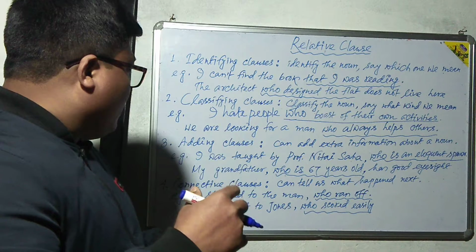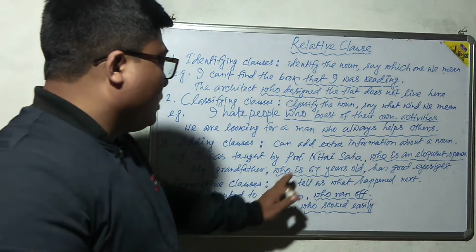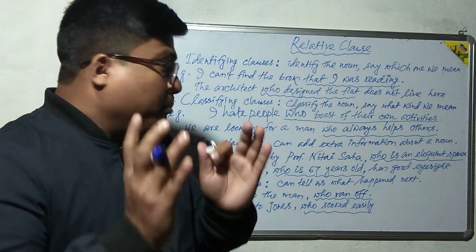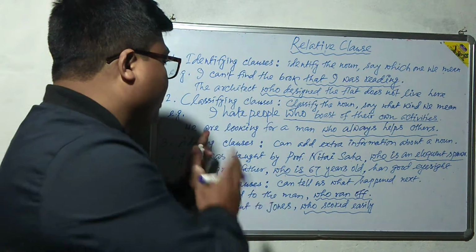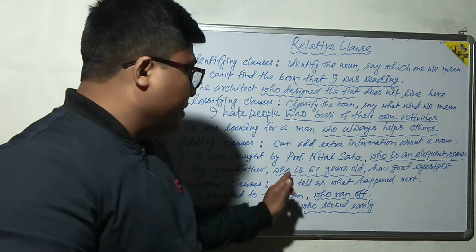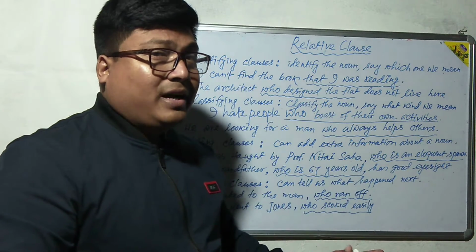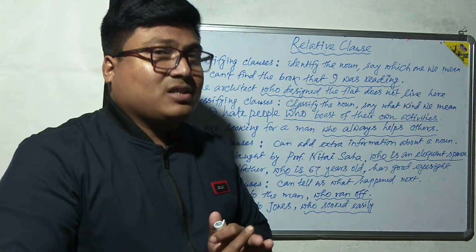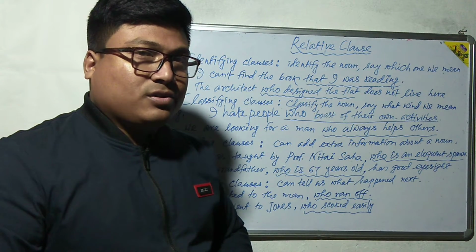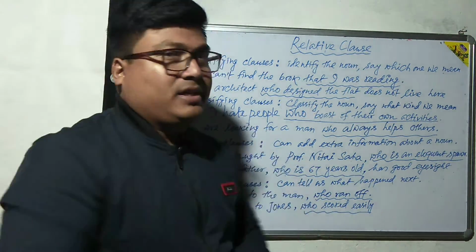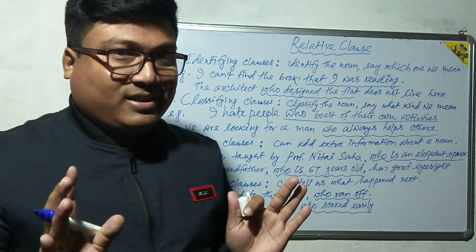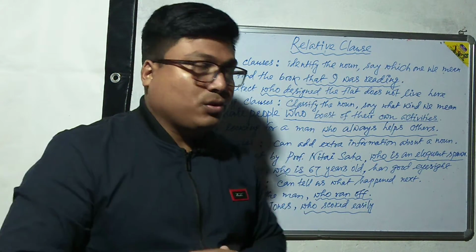Look at the next example. My grandfather, who is 67 years old, has good eyesight. So the main information has been provided with the main clause: my grandfather has good eyesight. The relative clause, who is 67 years old, is not important here. It is just giving us further information about my grandfather. So if we omit this relative clause, the sentence will not be affected. Hope you have understood well.